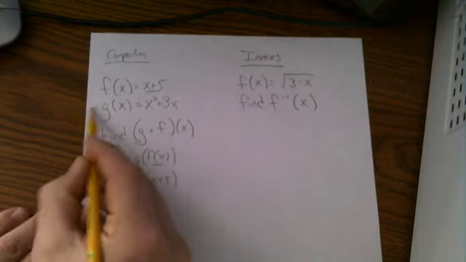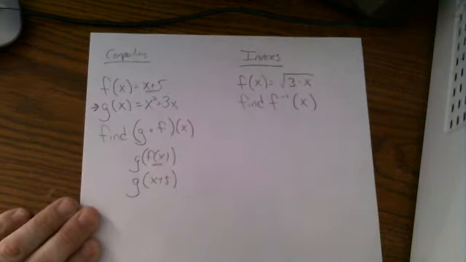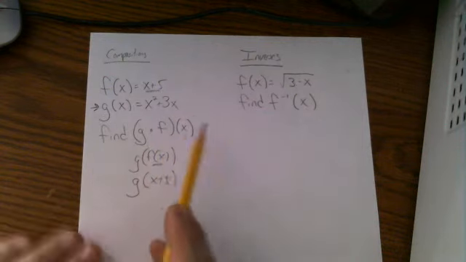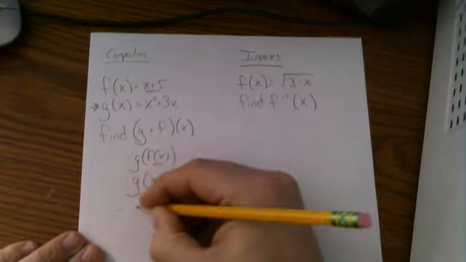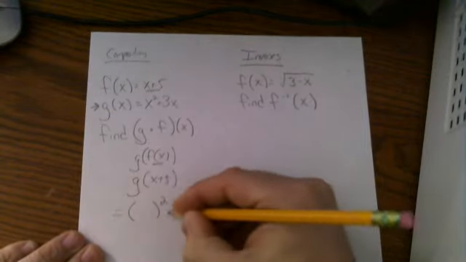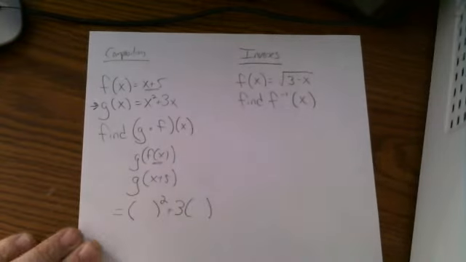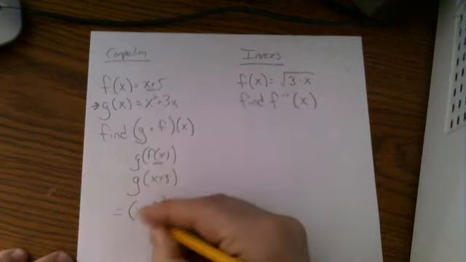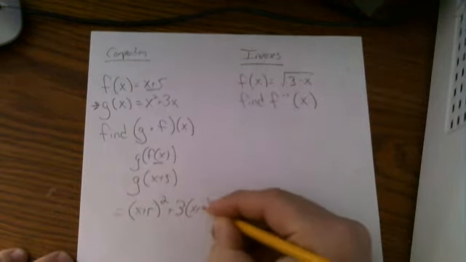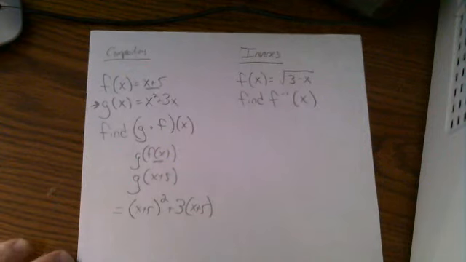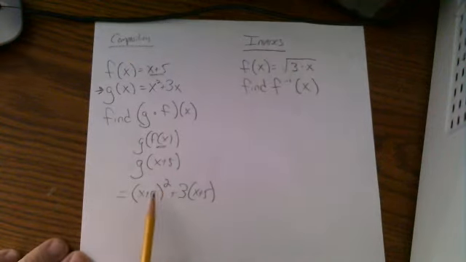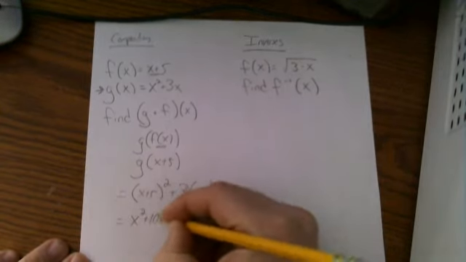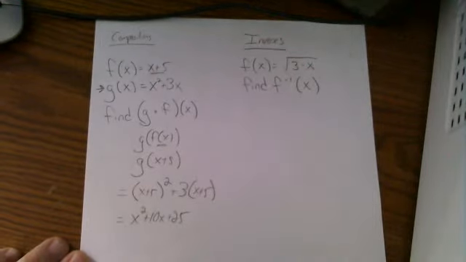Now that's asking me to go to the function g and rewrite the rule for g with an open set of parentheses for both of the x's. So g of x plus 5 is x squared plus 3x. G of x is x squared plus 3x, so g of x plus 5 is x plus 5 squared plus 3 times x plus 5. Just remember, when you square a binomial, you get a trinomial, so this is asking you to FOIL x plus 5, and if you FOIL it correctly, you should get x squared plus 10x plus 25.